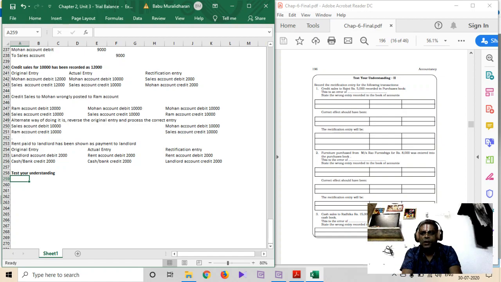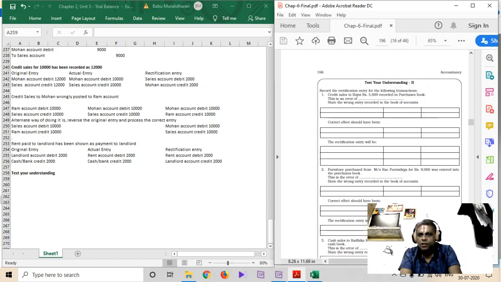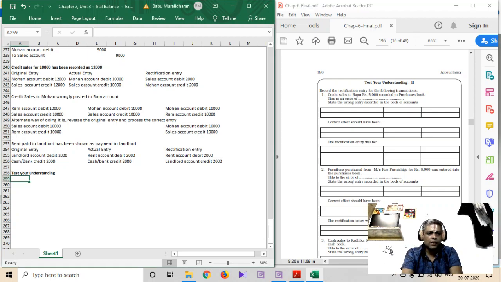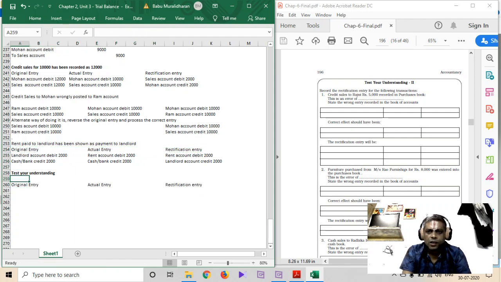Okay, this is an error of commission. And state the wrong entry recorded in the books of accounts. Okay, first let's copy this. Credit sales to Ram for rupees 5,000 recorded in purchases book.